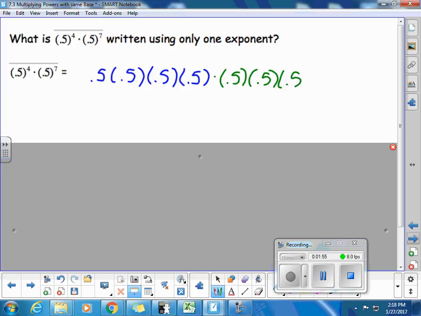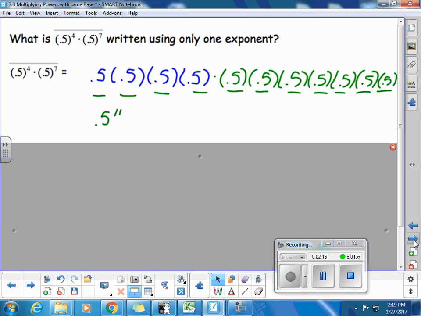2, 3, 4, 5, 6, 7. So we have 1, 2, 3, 4, 5, 6, 7, 8, 9, 10, 11. So it's 0.5 to the 11th.